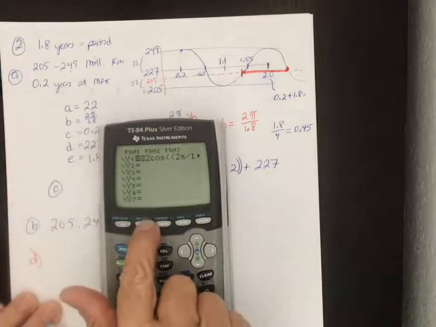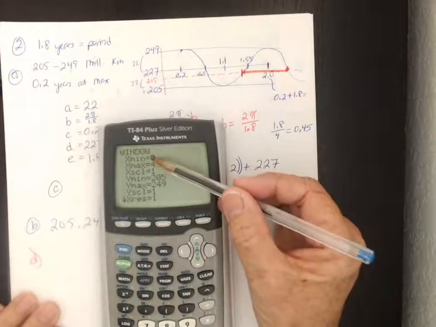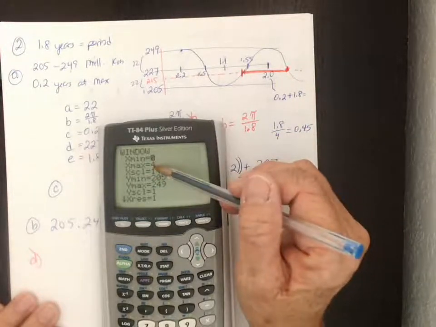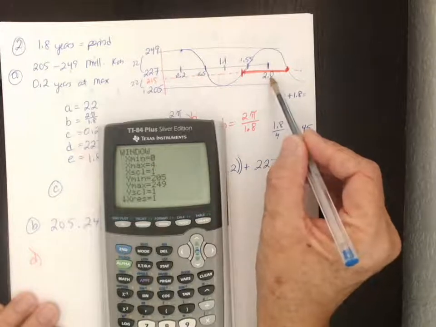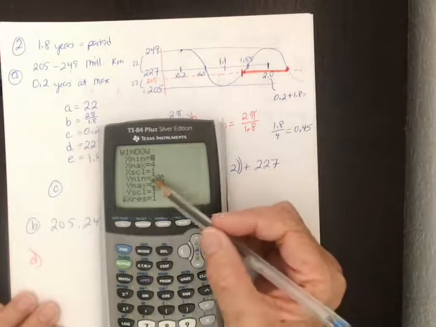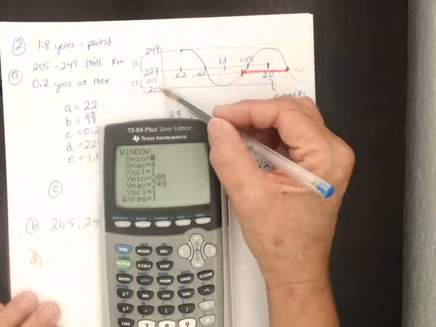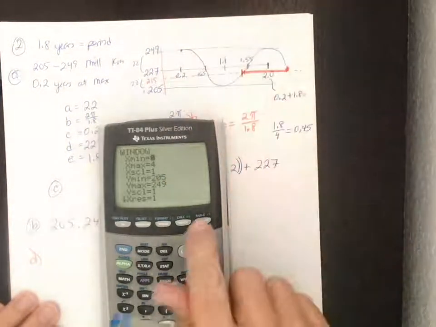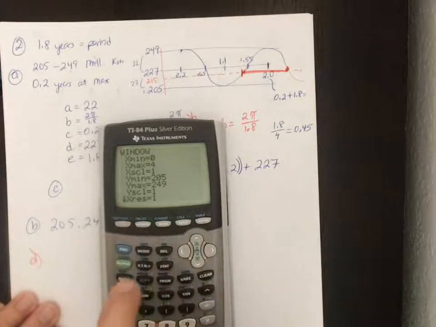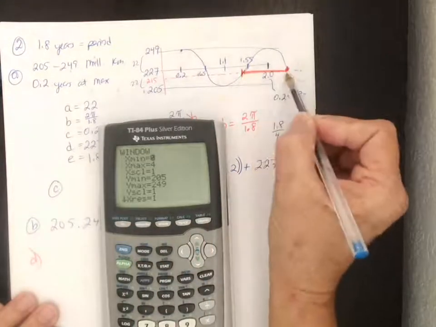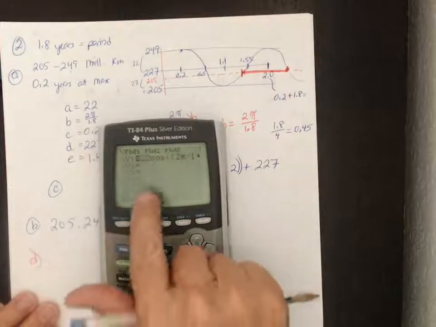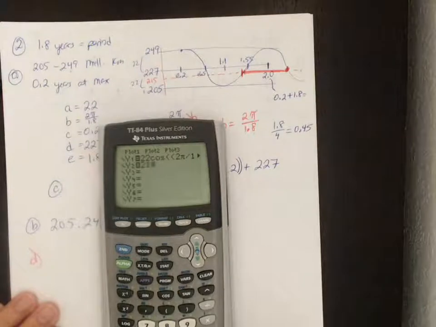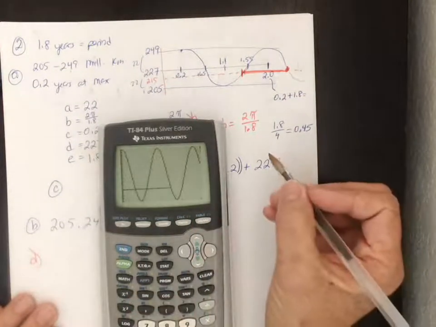So I'm going to go into my window, and for x minimum and maximum, I'm going to have at least 2 cycles. So I'm going to go from 0 to 4. So that covers at least 2 full cycles. My minimum, I don't want to start at 0 since this starts at 205 million kilometers. So I'm going to put 205, maximum 249. And I want to see the intersection points. So what I'm going to do is go to my y equals, and for y2, I'm going to put in the value that I'm looking for the intersection, 215. And now it sketches it in.